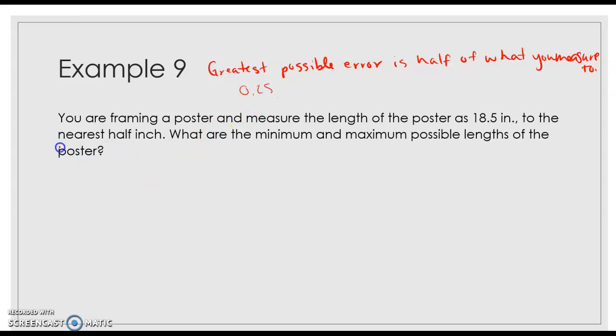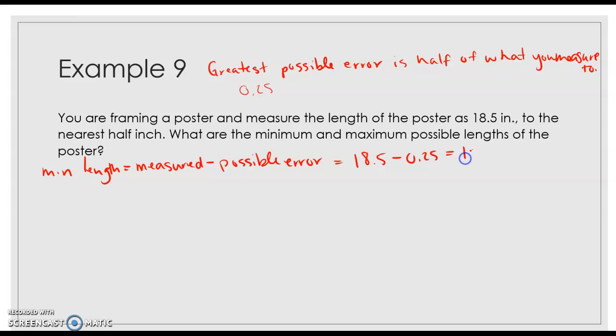0.25. So for my minimum length, I'm going to take my measured minus the possible error. In this case, my measured is 18.5 and my possible error is 0.25. And so I end up with 18.25 as my minimum length that this could be.